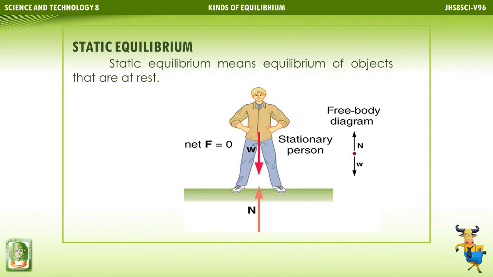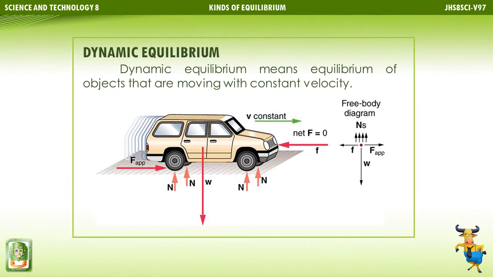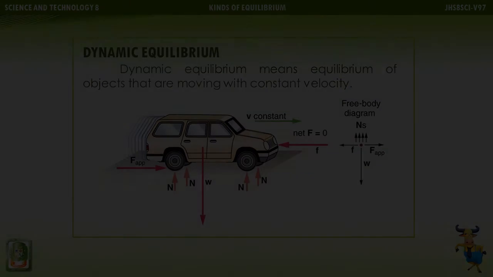Static equilibrium. Static equilibrium means equilibrium of objects that are at rest. Dynamic equilibrium. Dynamic equilibrium means equilibrium of objects that are moving with constant velocity.